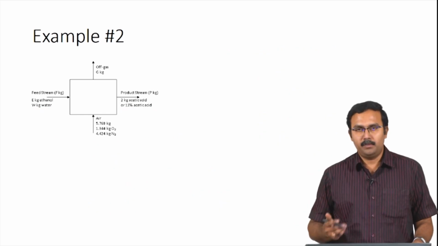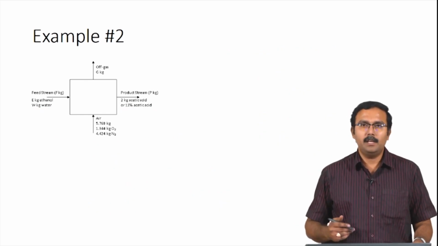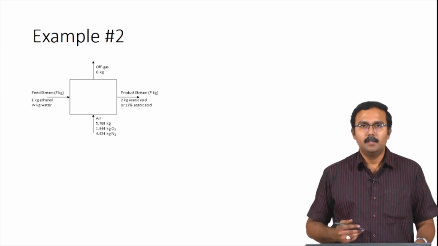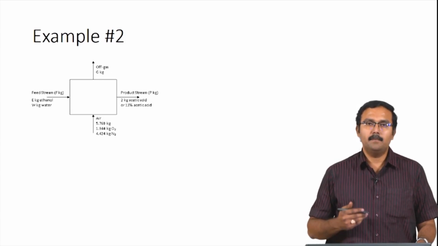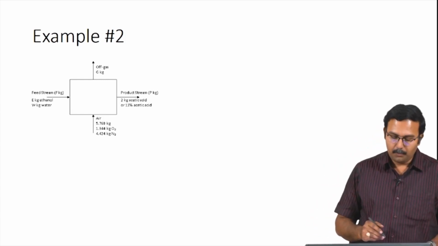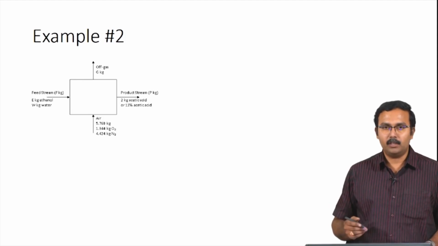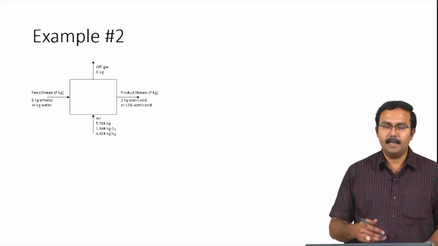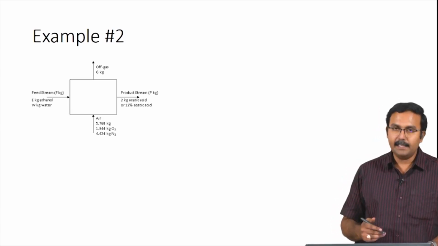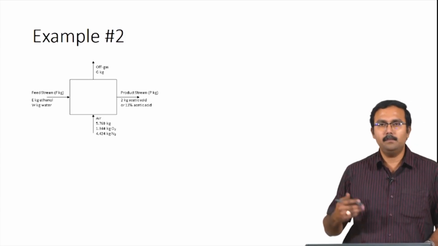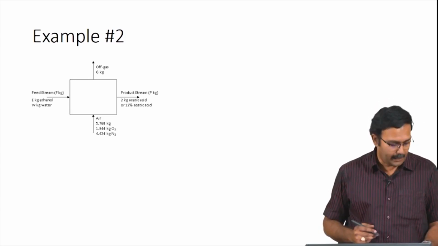For the last part of the problem, we have been asked to calculate the composition of the off gas which is leaving the system. For that, we need to write the balances for oxygen and nitrogen. So, we know that 1.34 kilograms of oxygen and 4.424 kilograms of nitrogen are entering into the system. So, let us write the oxygen balance to calculate how much oxygen has actually been consumed during this reaction.